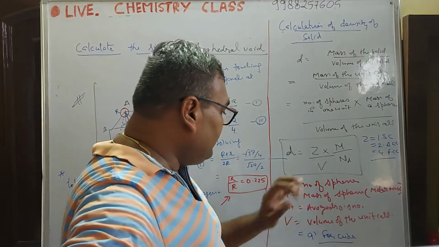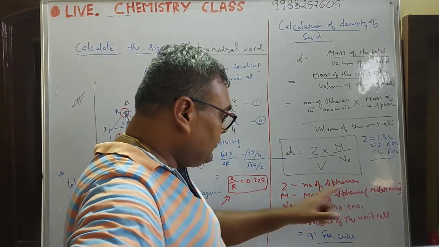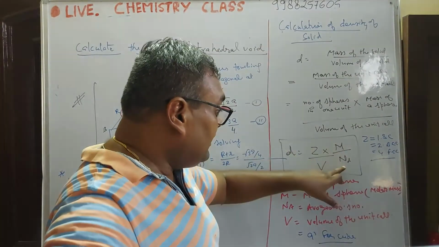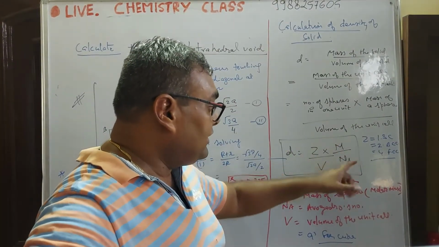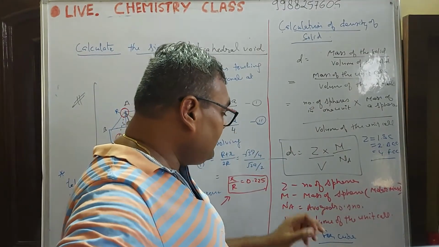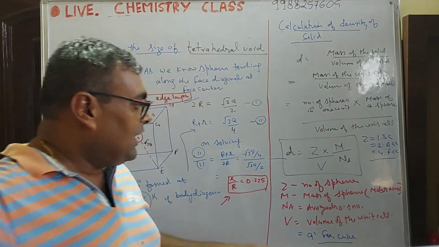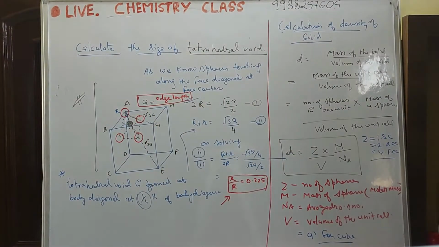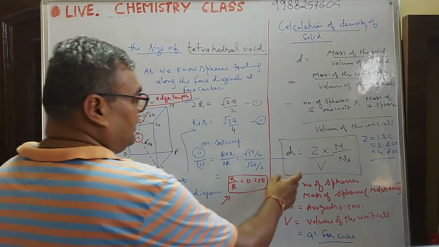Z number of spheres, M mass of the sphere, molar mass, that is the mass of 1 mole atoms or spheres. That's why we divided here by Avogadro number N_A, so that we get the mass of a single atom in gram or kg. V is the volume of the unit cell, and if we have unit cell as a cube, then the volume of a cube we can write as a cube. और इस तरीके से आपको यहाँ पे डेंसिटी का फॉर्मूला मिल गया.